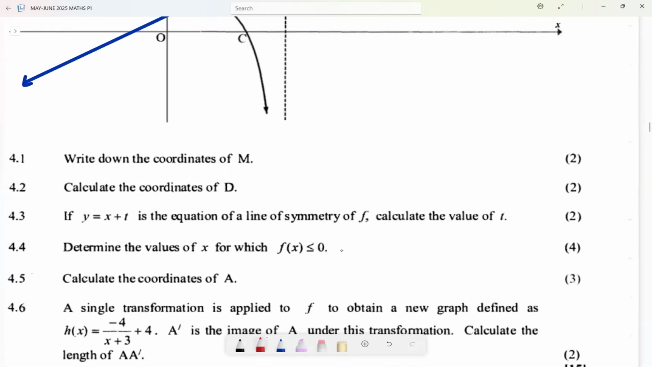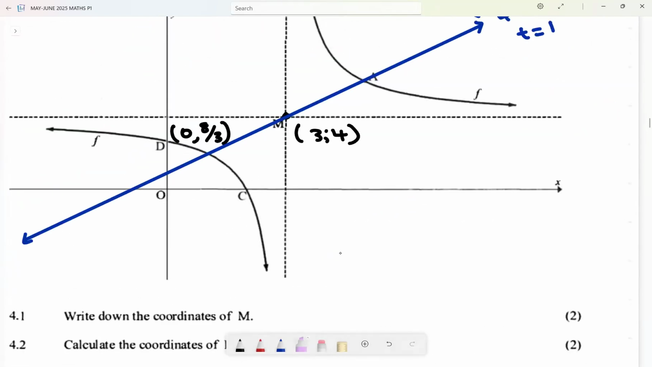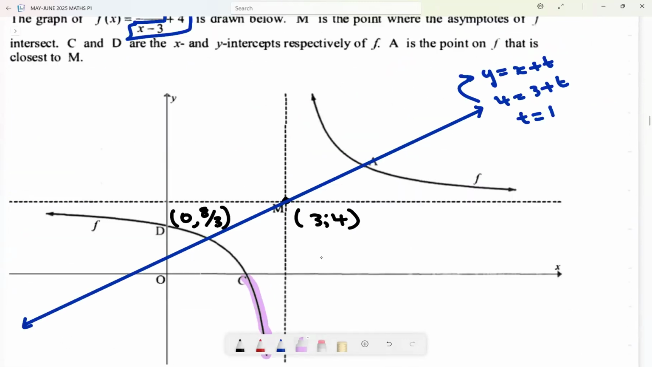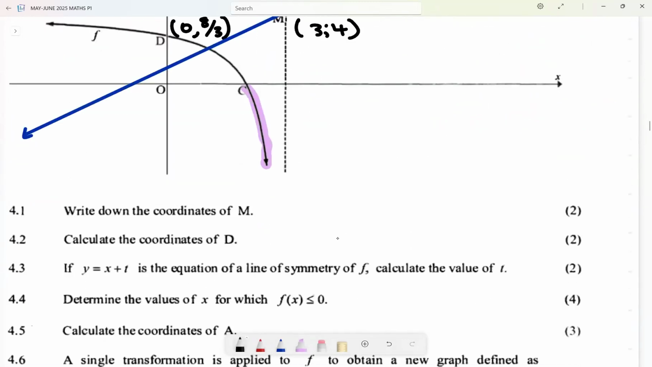Then determine the values of x for which f of x is less or equal to 0. Where is it less or equal to 0? Less or equal to 0 means it is below the x-axis. This is the x-axis, guys. So where is it below? It is below from C to there. So let's find first the coordinate of C, because it is between C and the asymptote.